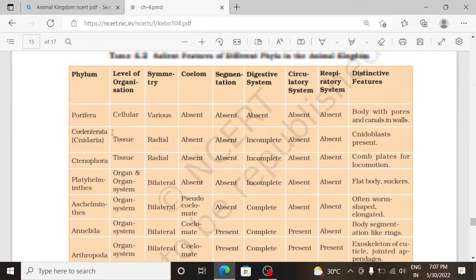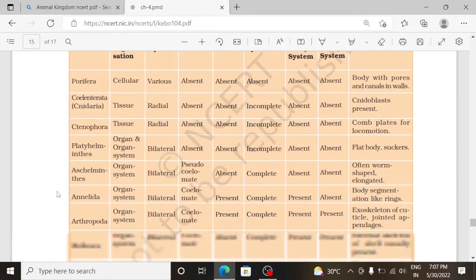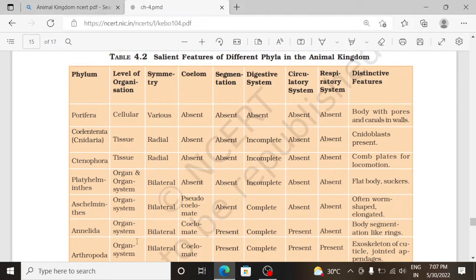Platyhelminthes. The level of organization is organ and organ system. Symmetry is bilateral. Coelom is absent. Segmentation is absent. Digestive system is incomplete. Circulatory system is absent. Respiratory system is absent. Distinctive features are flat body, suckers. Aschelminthes, level of organization is organ system. Symmetry is bilateral. Coelom is pseudocoelomate. Segmentation is absent. Digestive system is complete. Circulatory system is absent. Respiratory system is absent. Distinctive features are often worm-shaped, elongated.